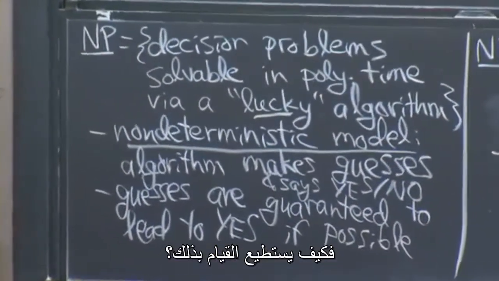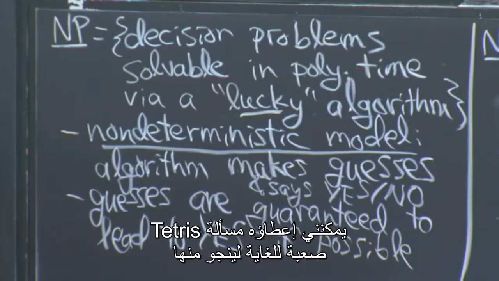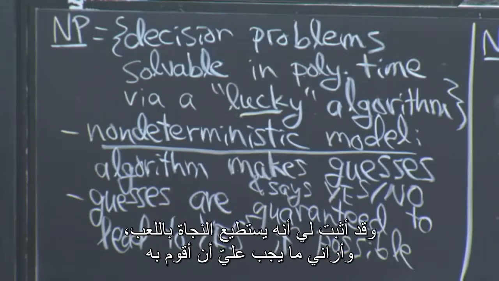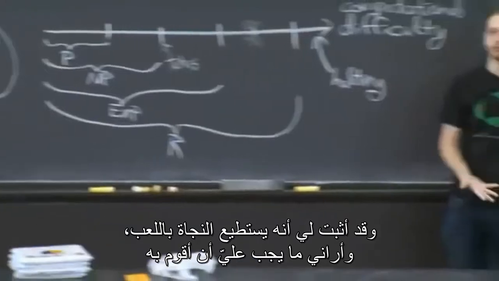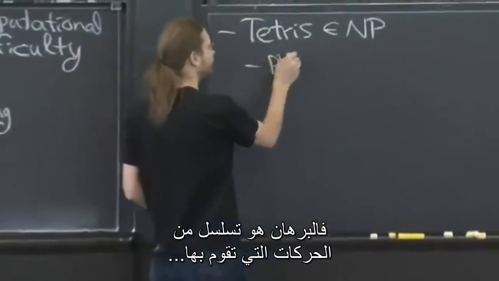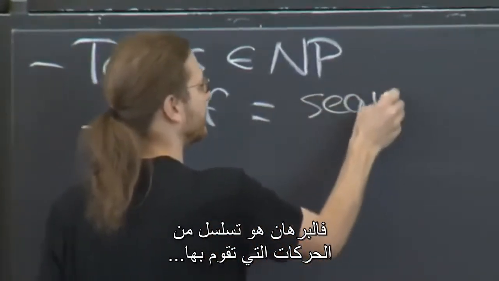So how could he do it? Well, I could give him a really hard Tetris problem. Say, can you survive these pieces? And he says, yes, I can survive. And how does he prove to me that he can survive? Well, he just plays it. He shows me what to do. So proof is a sequence of moves that you make.